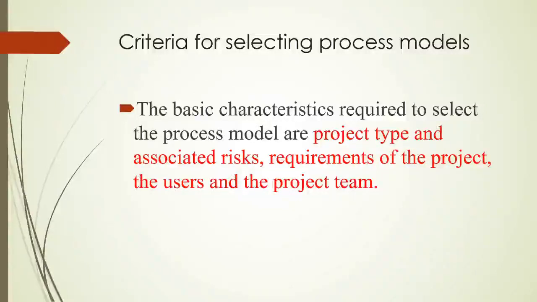The basic characteristics required to select a process model are: project type and associated risk, requirements of the project, the users, and the project team. Mostly the process model will be selected on these, that is, what type of software project it is and what risk is involved in it. And what type of requirements there are in your project, whether you understood the requirements properly or not. Based on that you can select the process model.